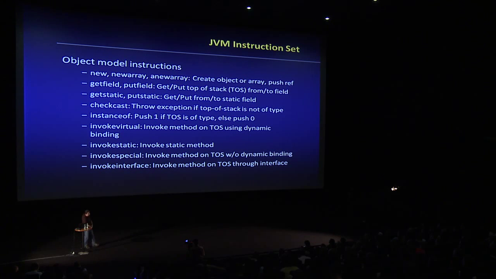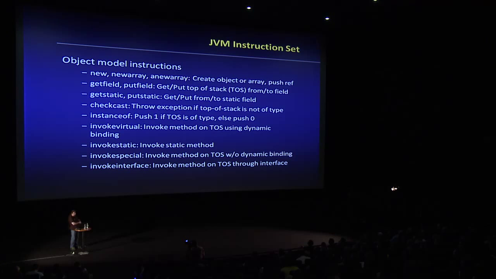Invoke virtual, invoke static, invoke special, and invoke interface. These are four different ways that we can invoke a method. And as a matter of fact, there was a fifth one that was introduced as a part of JDK 1.7, invoke dynamic, which I know Venkat's going to be covering later, so I won't go into that. But essentially, these are the four different ways that methods can be invoked within the JVM. The two you're going to see most often will be invoke virtual and invoke special.